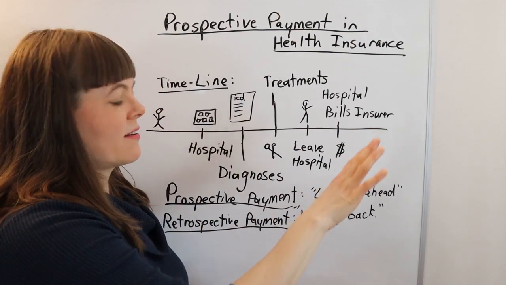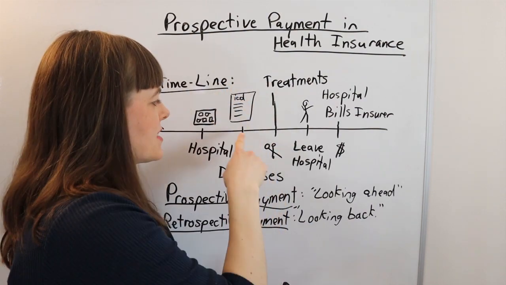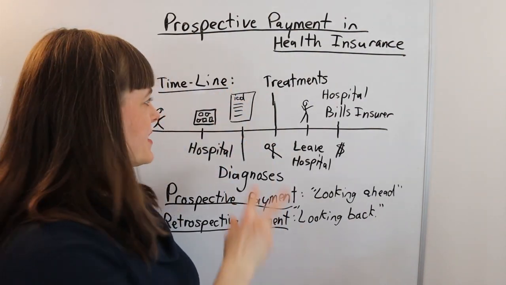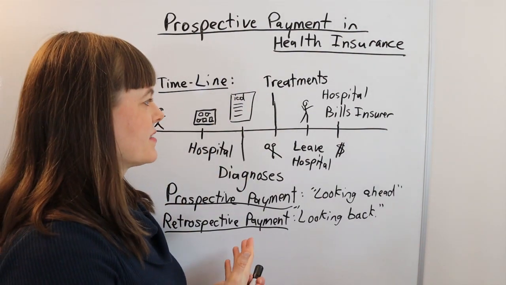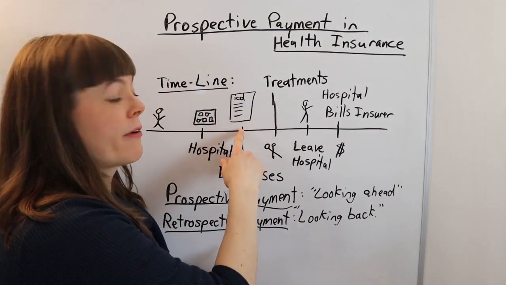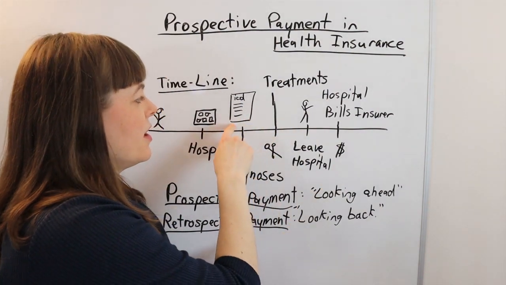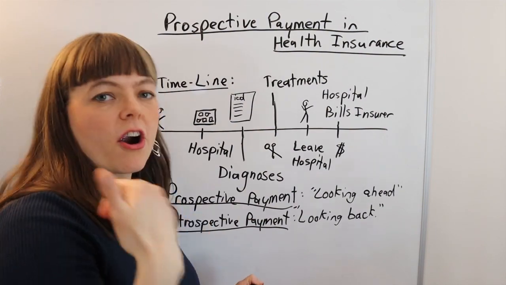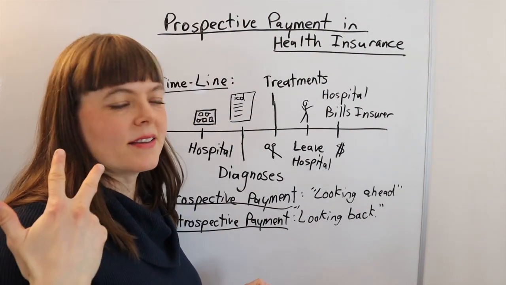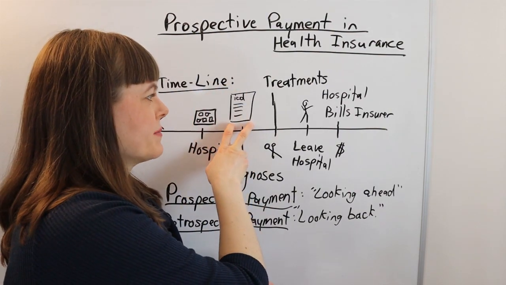So what is prospective payment? Prospective payment is actually looking at this moment in the hospital stay. It's basically looking at the list of diagnoses that the patient has, so you can actually get this before the patient has even been treated. Before all of this has happened, you submit a list of diagnoses, which might be heart failure, diabetes, anxiety, whatever the diagnoses the hospital comes up with.